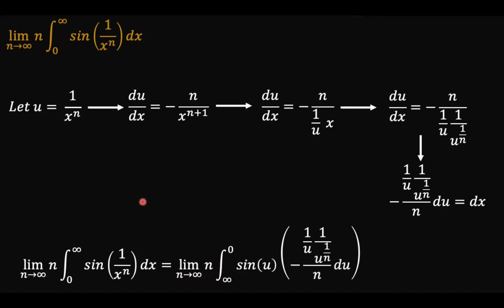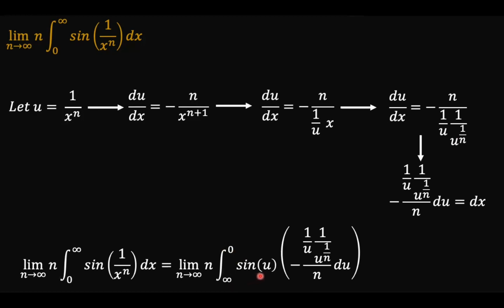Now, since we substituted u equal to 1 over x to the power n, when x tends to 0, u tends to infinity. So the lower limit tends to infinity, and here as x tends to infinity, u tends to 0. So the upper limit tends to 0. So that's why we have a reversal of limits here.